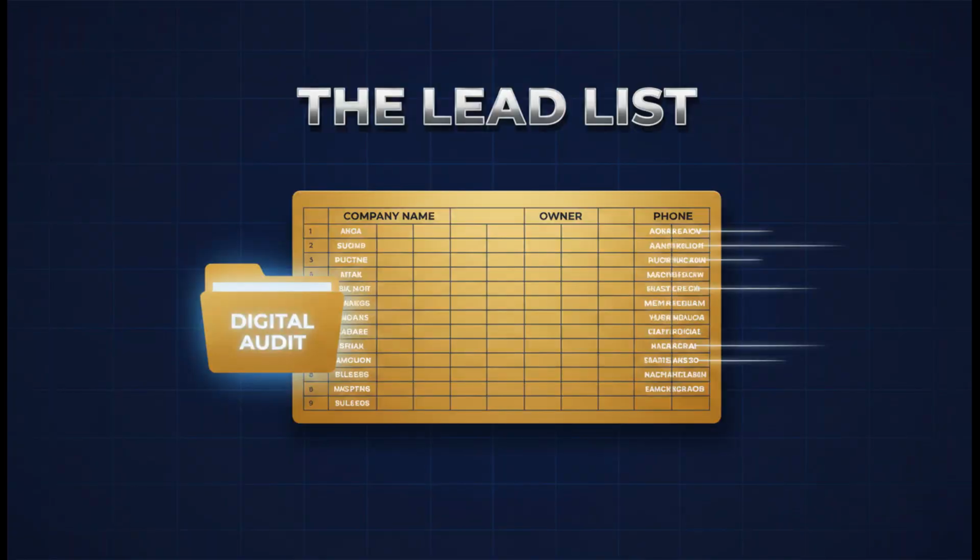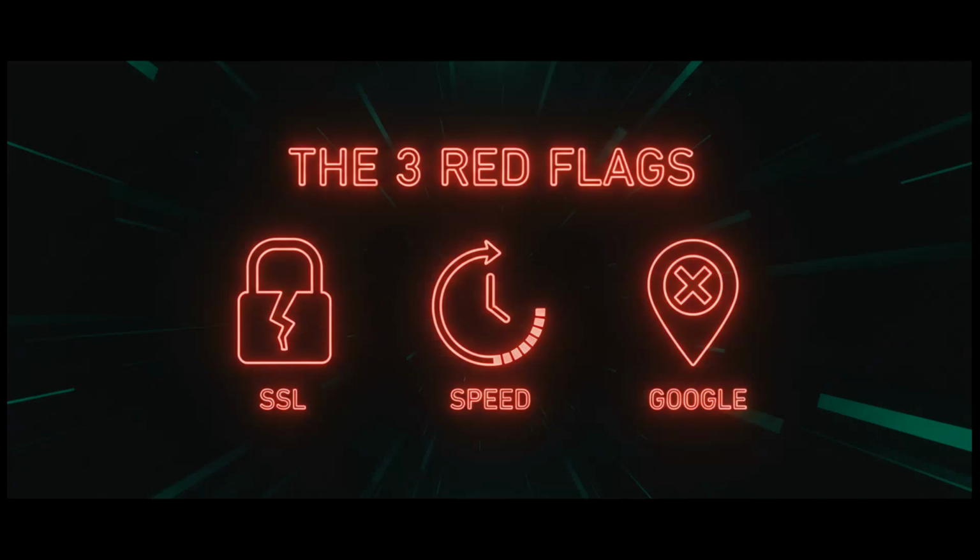Export your list to a spreadsheet. You now have the names, addresses, and phone numbers of the decision makers, but we aren't going to cold call them like a telemarketer. We are going to perform a digital audit first to prove our value. A digital audit is a 5-minute video where you show them exactly what is wrong with their website. We're looking for 3 specific red flags: no SSL certificate, slow mobile load speeds, and missing Google Business Profile optimization.